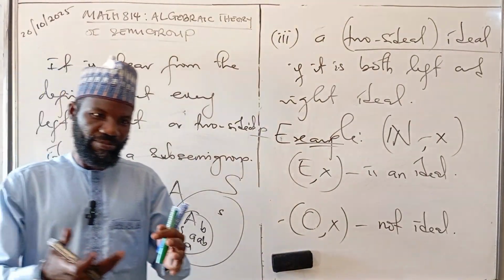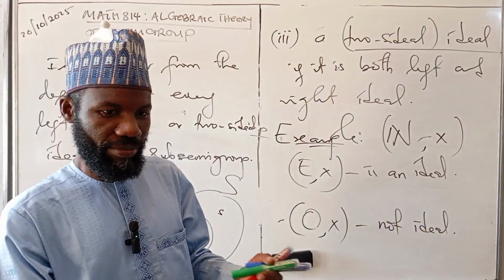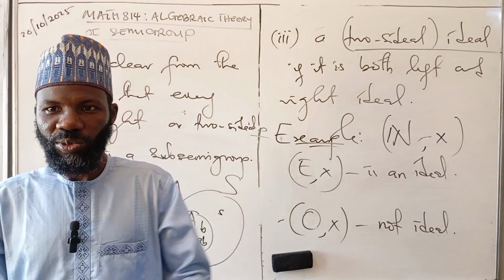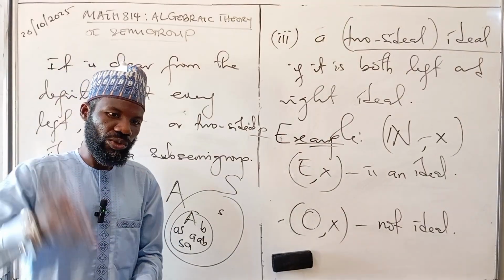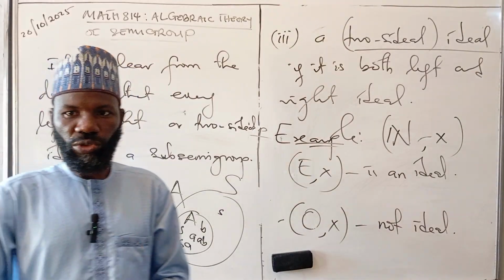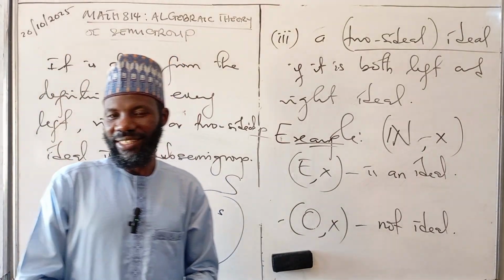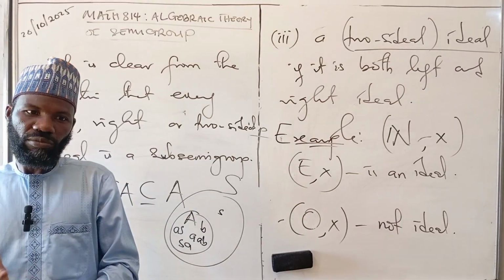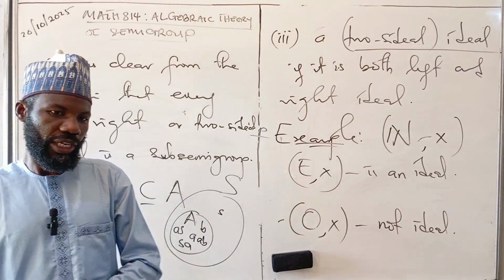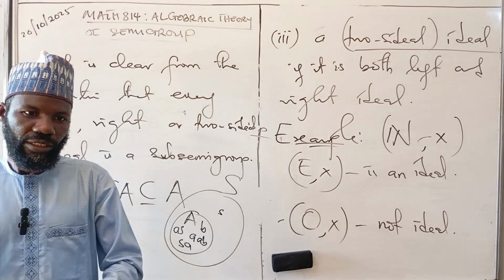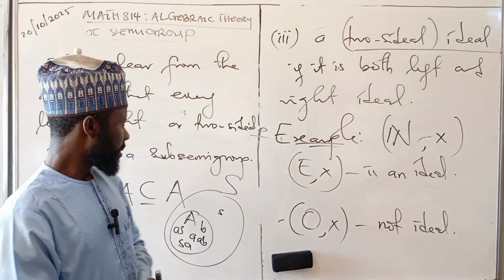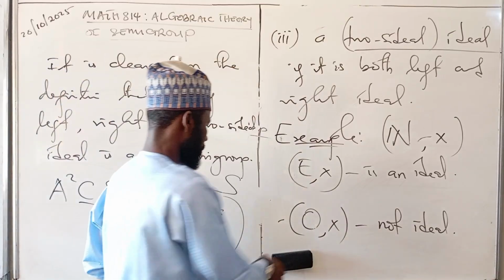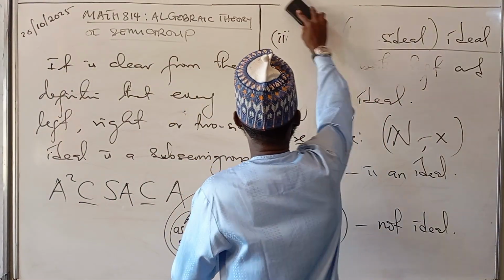Normal subgroups are more interesting than general subgroups because they are the ones you use to subdivide the group into classes. Okay? So like that, ideals also can be used to subdivide the semigroup into classes. We'll see that construction called the Rees quotient. We'll see that.